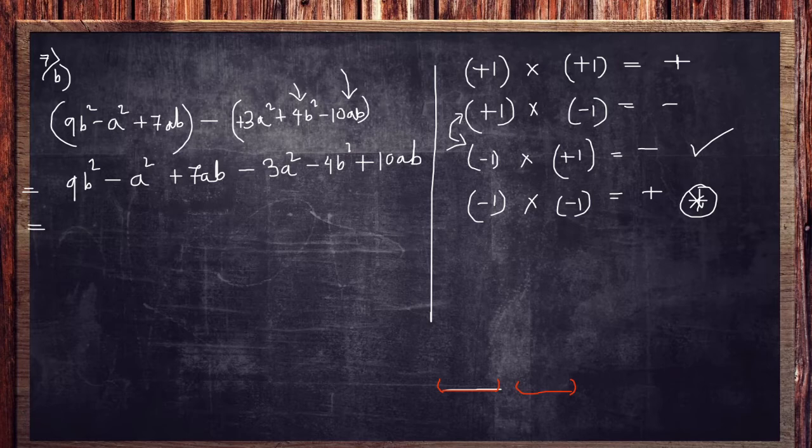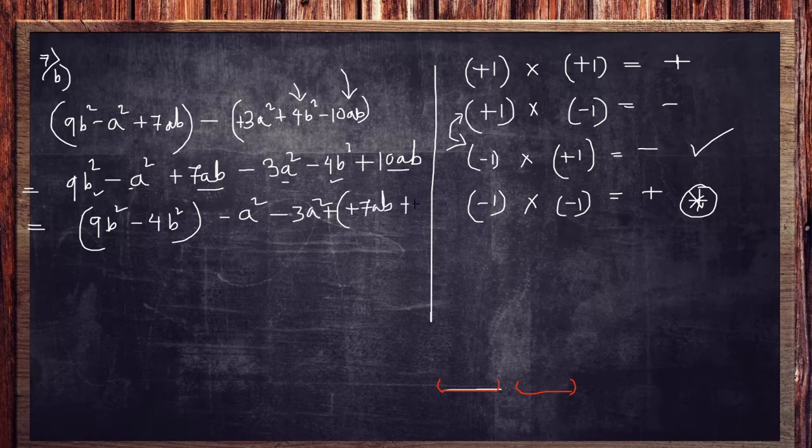All you have to do is the grouping, as I told you in the last few sums. So 9b square, that is b, also another b, yes, minus 4b square. First group is ready. Now moving to second group, that should be a square. So minus a squares are there. Okay, no issue with that. We will write it like this: minus a square minus 3a square. Then plus 7ab plus 10ab. So we will write in bracket plus 7ab plus 10ab.